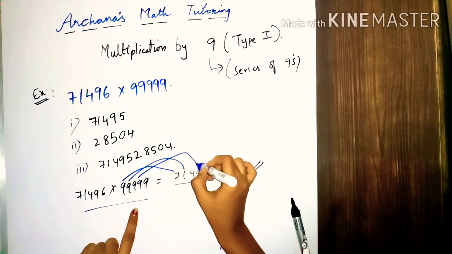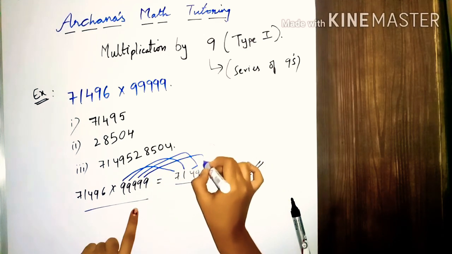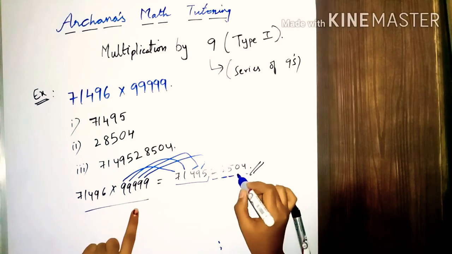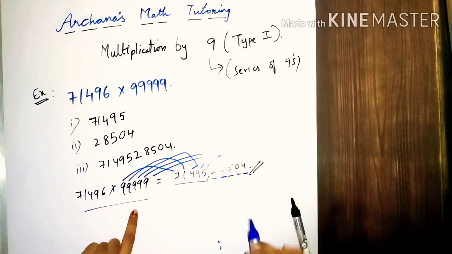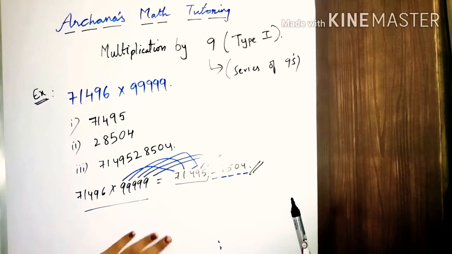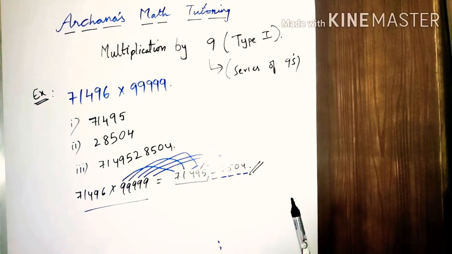Then subtract 9 minus 4, you will get a 5. 9 minus 9, you will get 0, and 9 minus 5, you will get a 4. So this is the way you solve this problem. Simple and very easy. It won't even take you a few seconds to solve these problems. You can simply solve in 2 to 3 seconds actually, if you practice it very well.